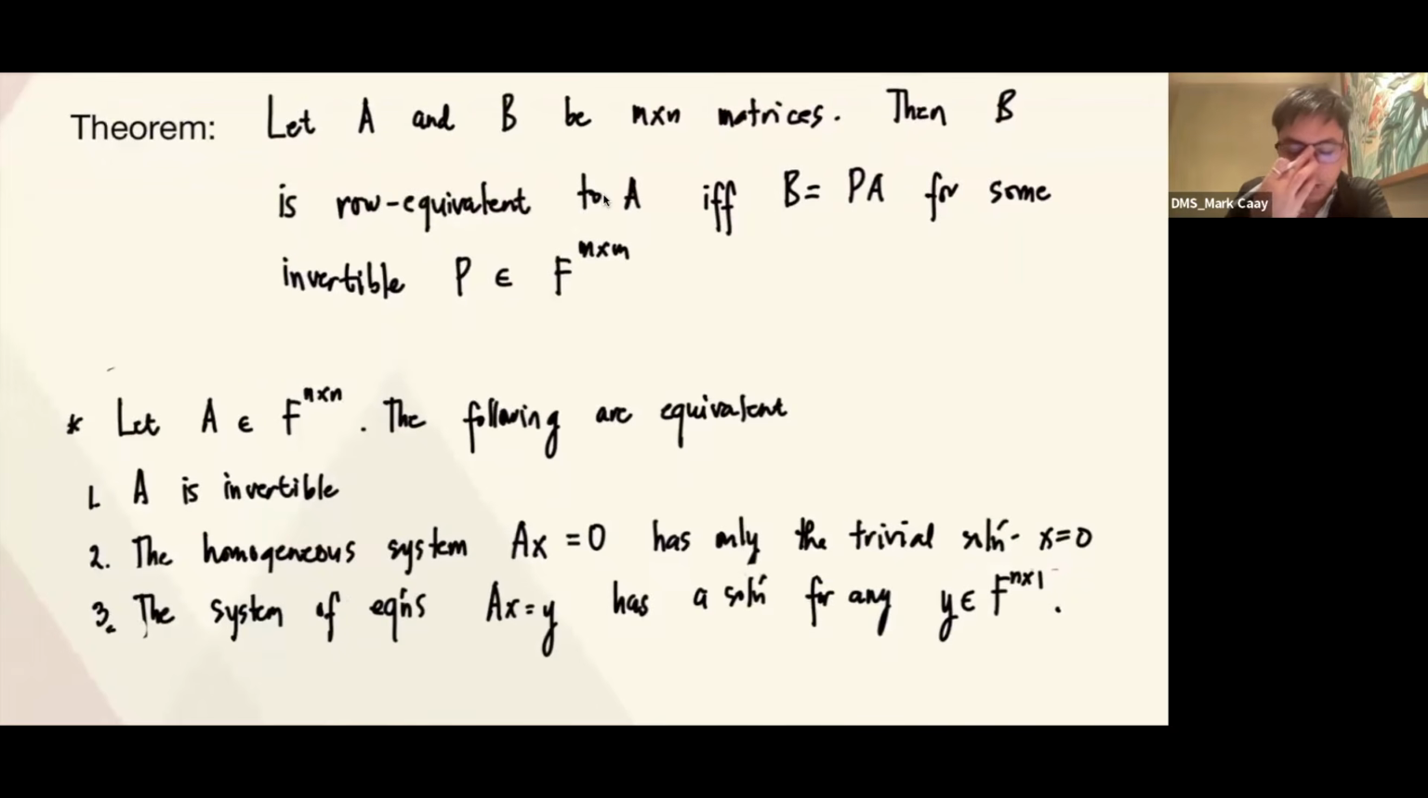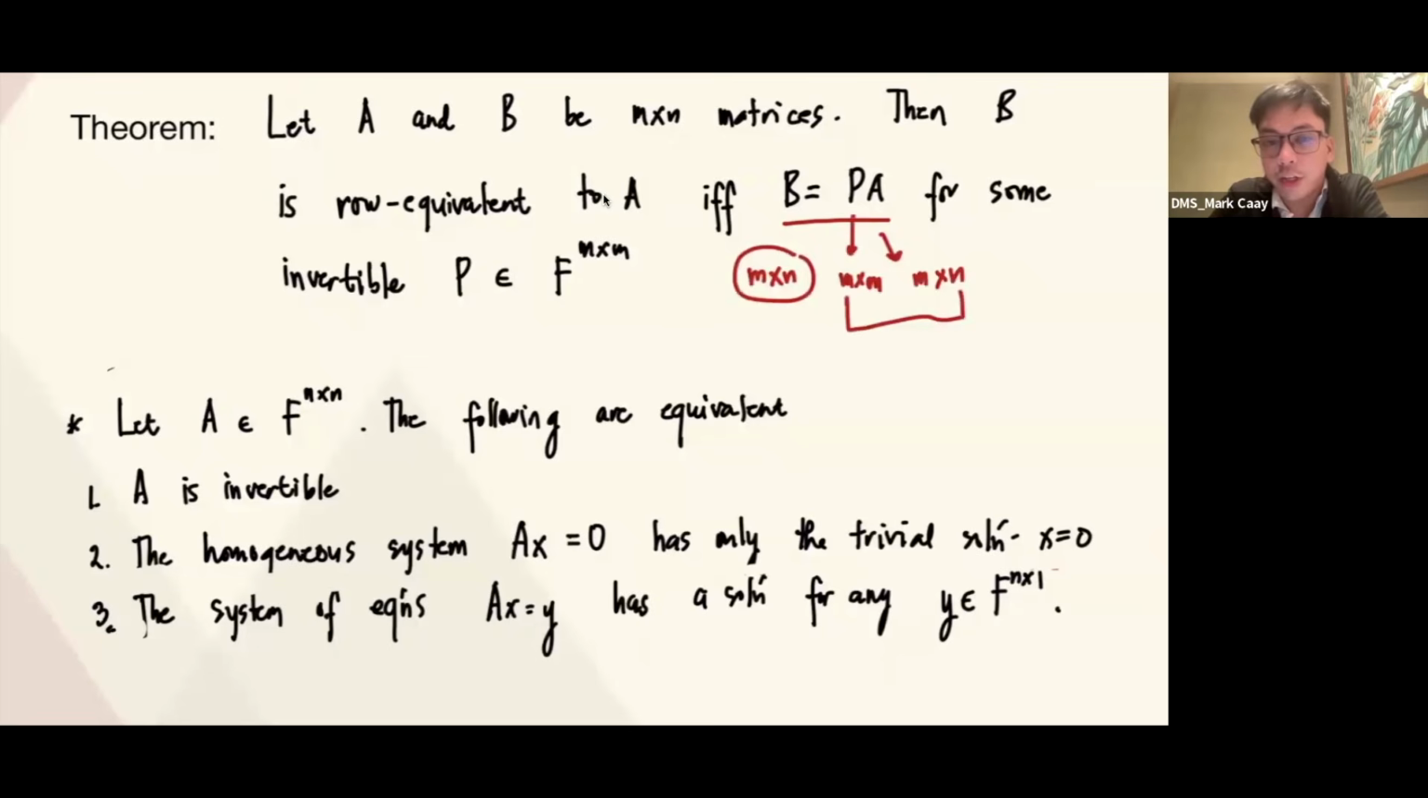Okay, so another claim is, given that you have two matrices A and B, they are M by N matrices, so not necessarily square, then B is row equivalent to A if and only if B equals PA for some invertible P, which is M by M. So paano yan? In this case, guys, this is M by M, this is M by N, and the resulting part is M by N, which is the B. So that means legit pala siya na operation.